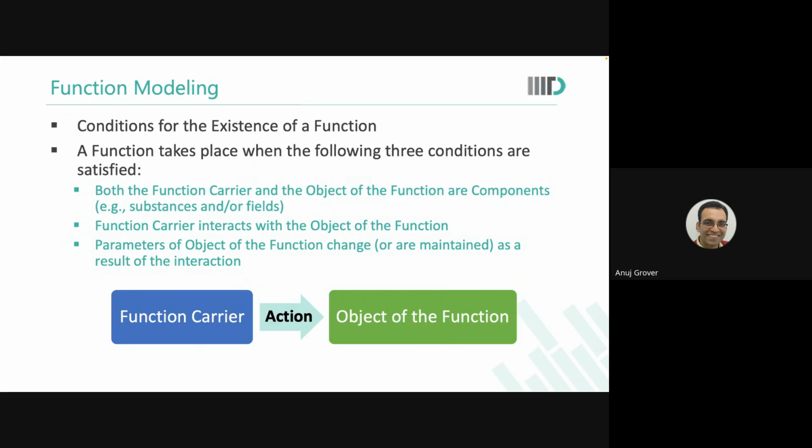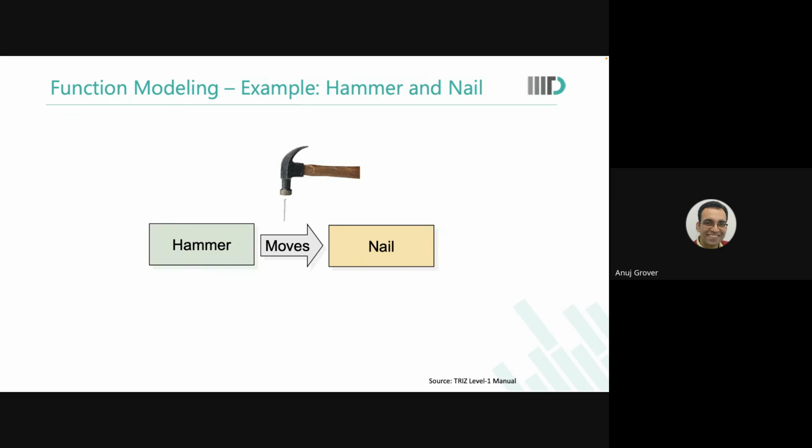So the hammer moves the nail. That is what a hammer does. Hammer moves the nail. What could be the alternate formulation of this function? The hammer changes the position of the nail. Now, changing position is in common English called as move, so I've used the word move.